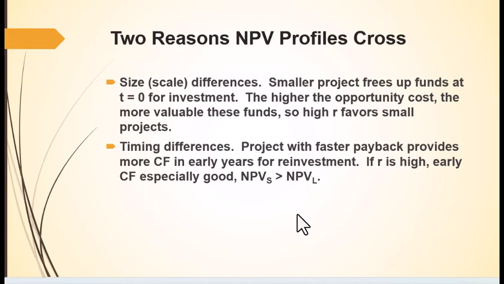Timing difference also is important. When do the biggest cash flows occur? Projects with faster cash flows provide more cash flows in early years. And if the cost of capital is pretty high, that means these cash flows are going to be especially good. And the net present value of those shorter projects with cash flows in the front is going to be better than those in the long run.